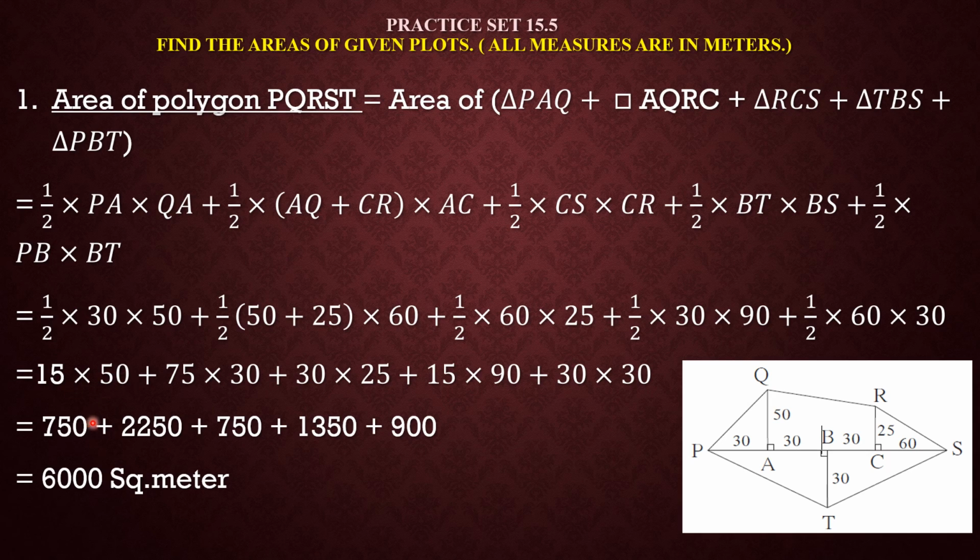Now 15 into 50 is equal to 750. 75 into 30 is equal to 2250. 30 into 25 is equal to 750, plus 15 into 90 is equal to 1350, plus 30 into 30 is equal to 900. So by adding all these we get 6000 square meter. So area of this polygon PQRST is equal to 6000 square meter. Okay, so you can solve this example in your notebook, revise it again, and now next example.